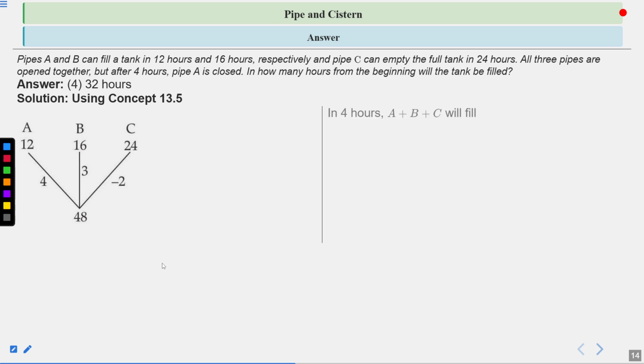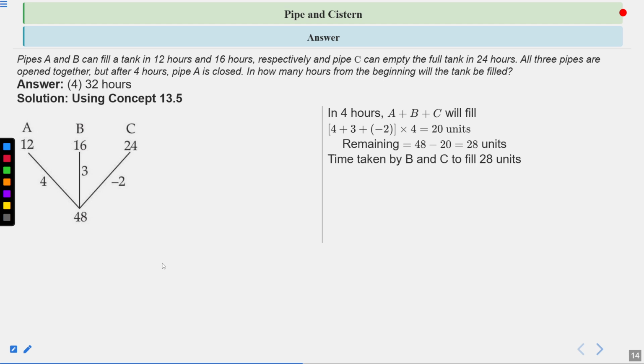So for the first 4 hours, A plus B plus C will become 4 plus 3 minus 2, 7 minus 2 becomes 5. So 5 into 4 will become 20 units. So in 4 hours, 20 units of the tank have been filled. So how much is remaining? 48 units, 28 units are remaining because 48 minus 20 equals 28 units.